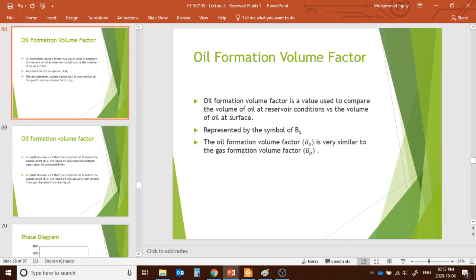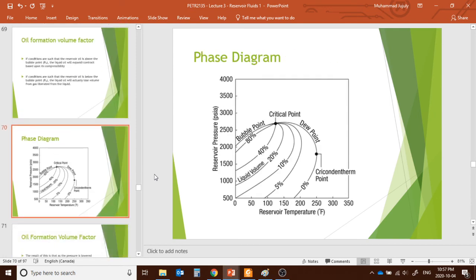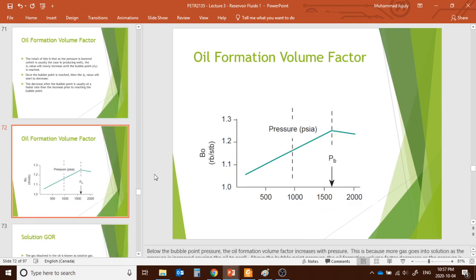the oil formation volume factor is B naught, or BO, which is very similar to the gas formation volume factor, BG. Okay, so we already know this phase diagram. If you go through that, then you will see this is the oil formation volume factor, and then it decreases. Now you see this strange graph.